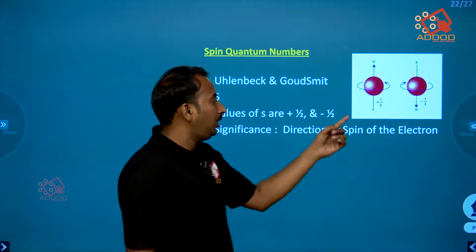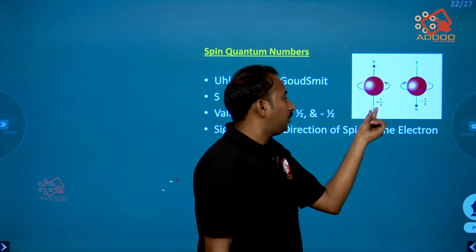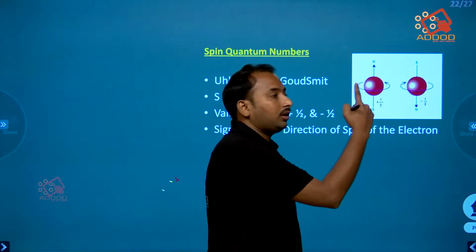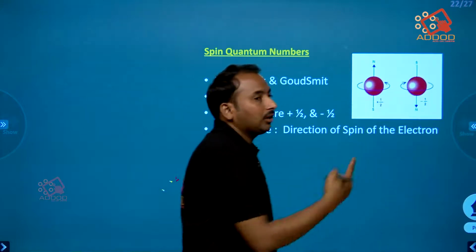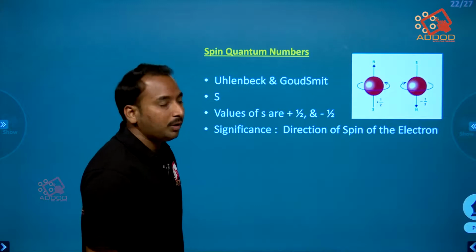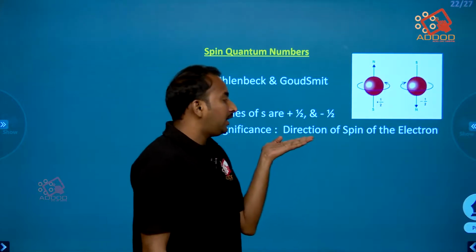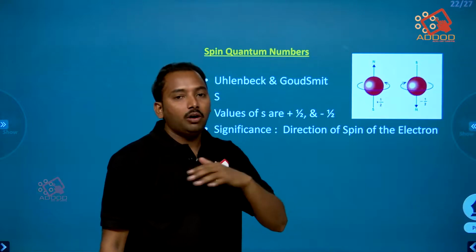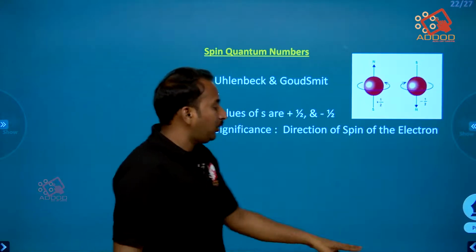So we show in the figure: s value plus means clockwise direction, and s value minus means anti-clockwise direction. So what is the significance of the spin quantum number? It tells about the direction of spinning of the electron, whether clockwise or anti-clockwise. So this is the spin quantum number.